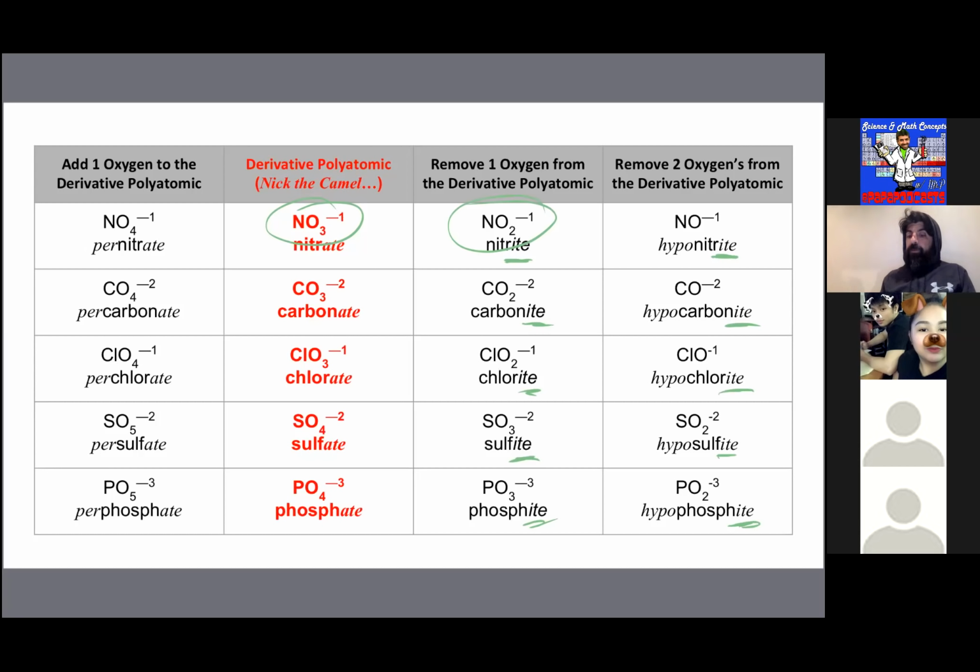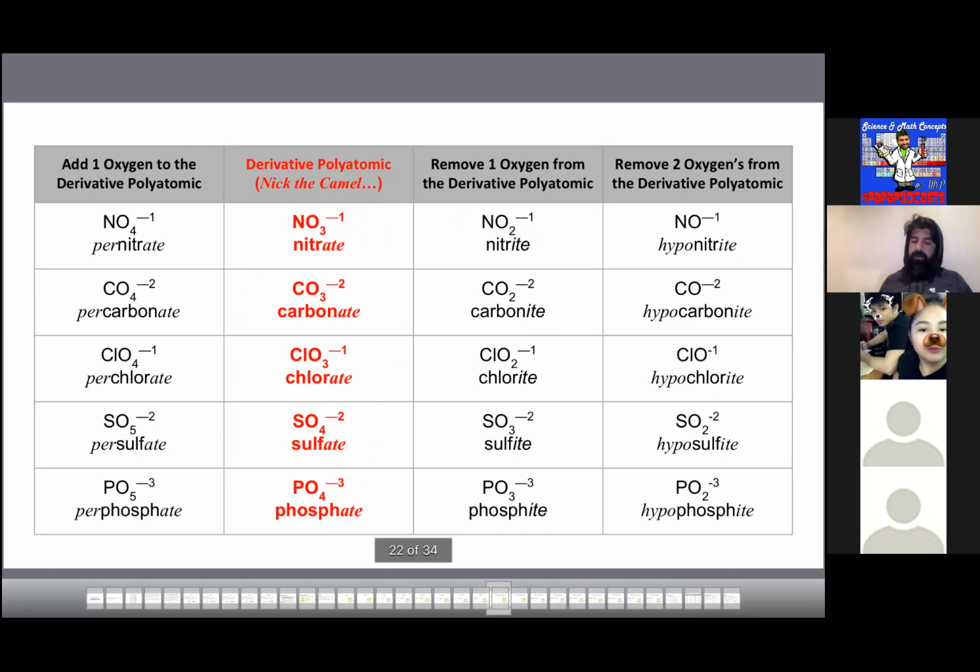But if we remove a second oxygen, we remove 2 oxygens from all of these, we're going to add a prefix to go with the ending name change. Okay, so take some time to look at these. Hopefully it'll kind of click and ring a bell. We'll go through some sample problems to see where this all comes from. But I do want to introduce some of the other polyatomics that I typically use in my evaluations. Okay, so let's look at some of the other polyatomics here.